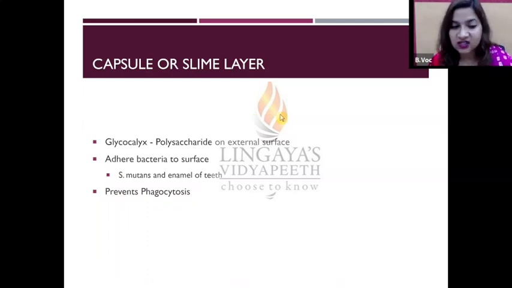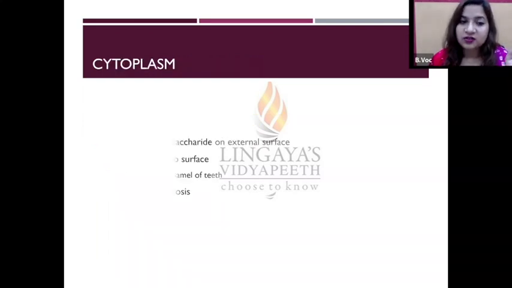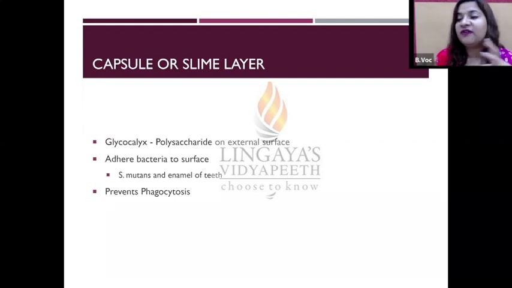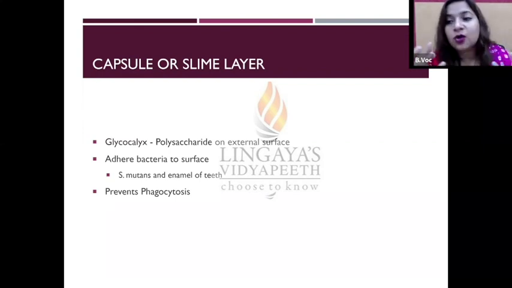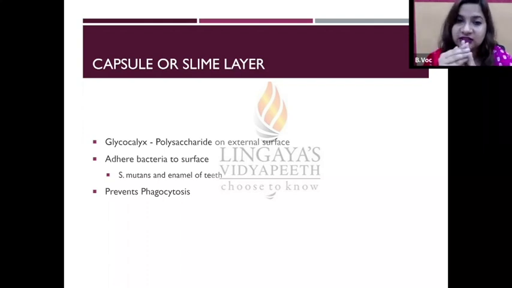What does the capsule or slime layer do? It prevents phagocytosis. The cells of the body's immune system will not be able to phagocytose the bacterial cells easily due to the presence of capsule on it. Thus, it is enhancing the pathogenicity or virulence factors of the bacteria.